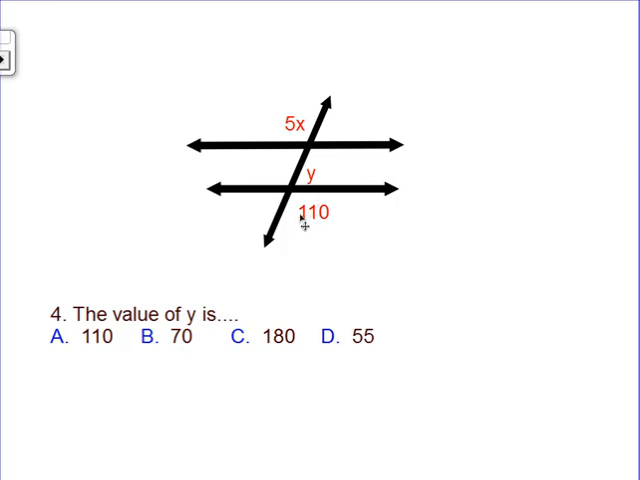Alright, so now we want to know the value of y. So try this problem. Okay, so for the value of y, 110 and y are supplementary angles, so I would do 180 minus 110 to get 70 as the value of y.